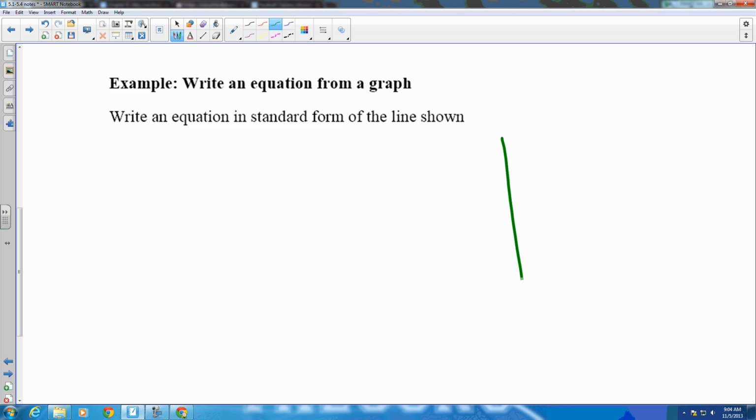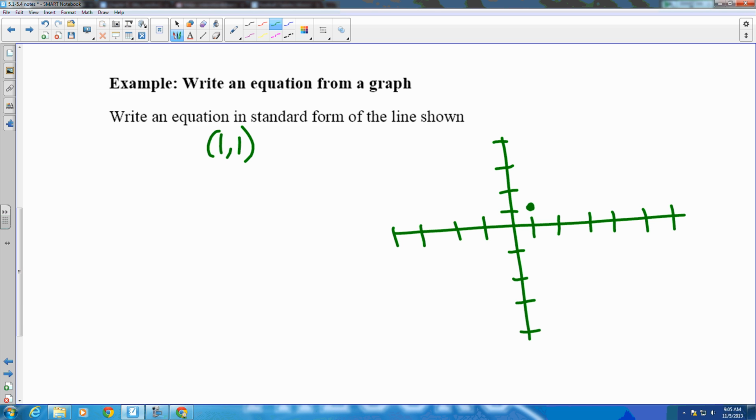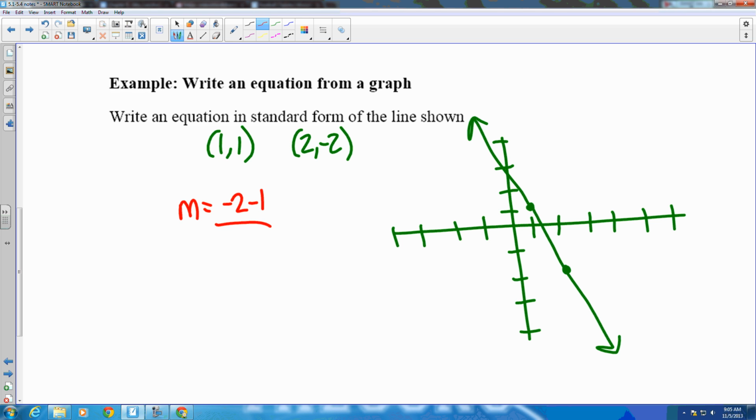Write the equation of the line shown. Let's show you a graph. Okay, our first point is (1, 1). And our second point is (2, -2). Okay, to write the standard form of the equation, we have to first find the slope. That's always the first thing we need to do. Which is negative 3.